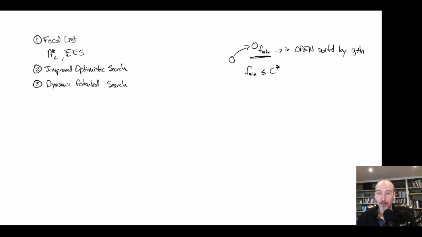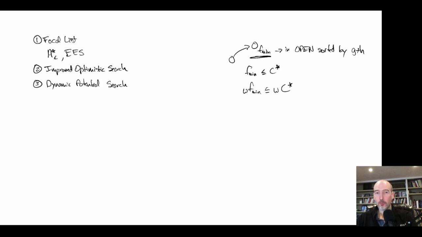And by extension from that, I know that W times F min must be less than or equal to W times C star. So if I'm trying to find a solution that is no more than W times C star, I can use my F min as an estimate of that. W times my minimum F cost gives me a bound on what the optimal solution cost can be. And that's going to be a basis of a number of different algorithms that we're going to look at.